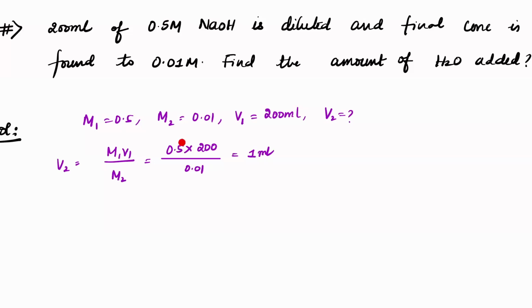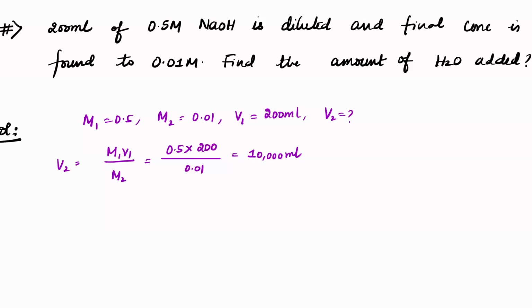This is given as 0.5, and the volume is 200 ml. Divided by 0.01, how much do we have? 10,000 ml. Because on multiplying these two, I will get 100, divided by 1 by 100. So 100 into 100 makes it 10,000.